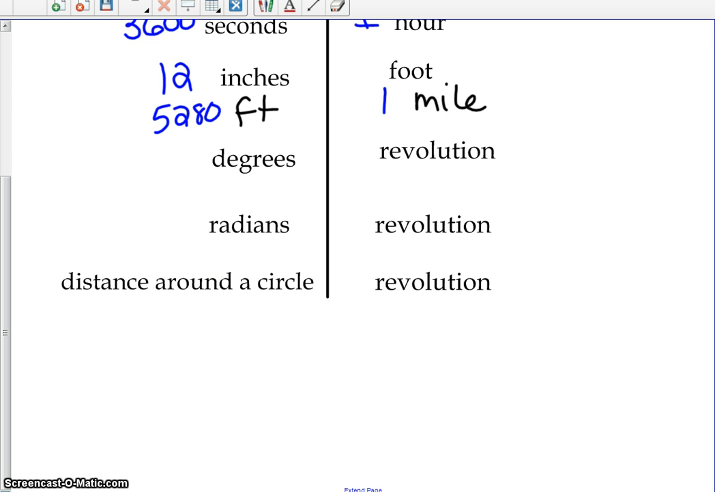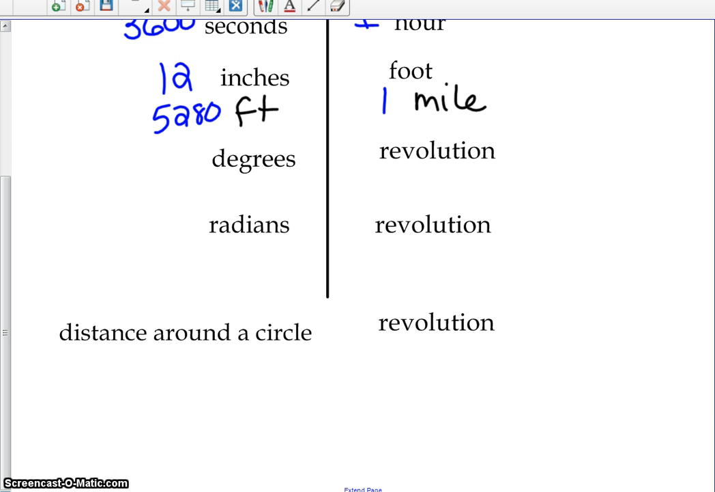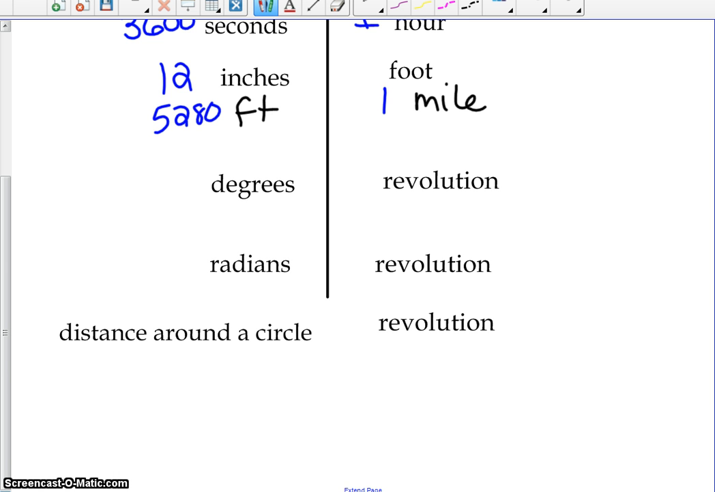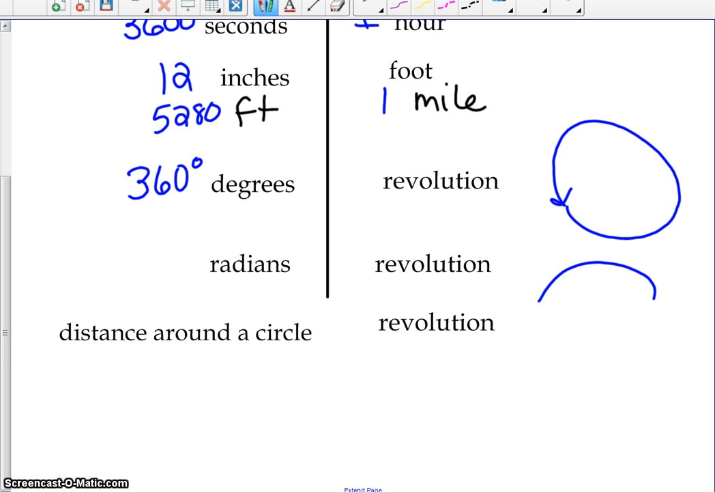All right, let's move on here. How many degrees are in a revolution? How many degrees are in a complete circle? Well, we should know that one by now. There are 360 degrees in a complete circle. Now with radians, we know that pi radians is 180 degrees. So a complete circle would be 180 degrees and 180 degrees, or pi and another pi radians. So there are 2 pi radians in 1 revolution.